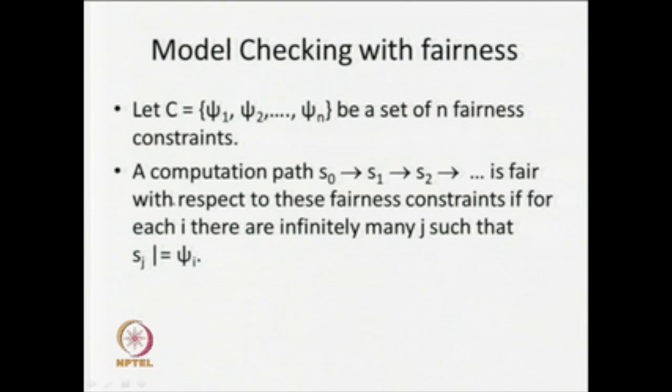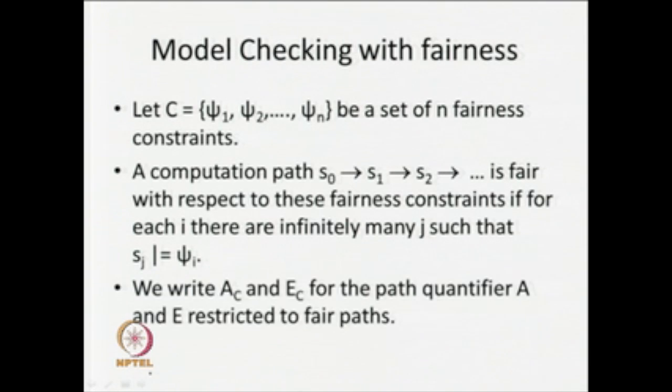We say that a computation path S0, S1, S2, and so on is fair with respect to these fairness constraints if for each i there are infinitely many j such that S_j satisfies psi i. So, we are looking for a path in which those particular psi i's are true infinitely often.